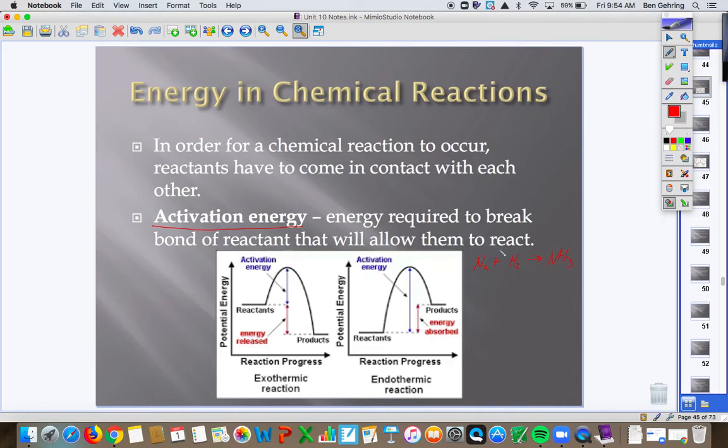In this case, we have to break the bonds between the nitrogen molecules and the hydrogen molecules in order to form this compound over here. And so it would actually be a 2 and a 3, and then we're good. Okay? And so this is activation energy. This is the energy that's required to break these bonds here in order to form these bonds over here. So we're going to look at that today.